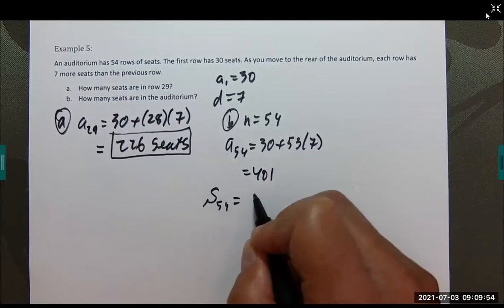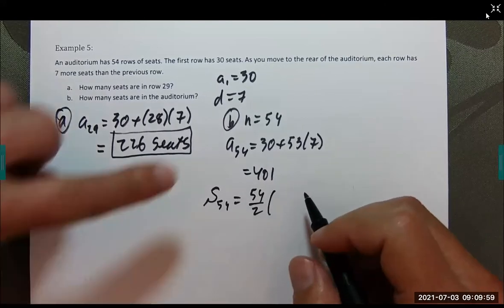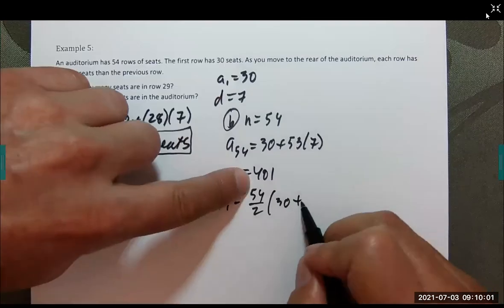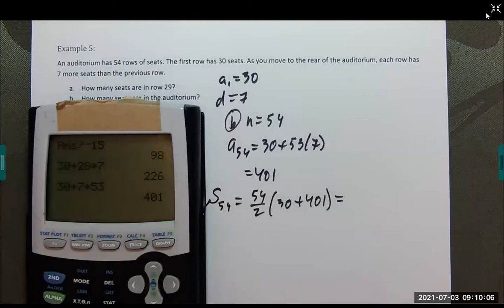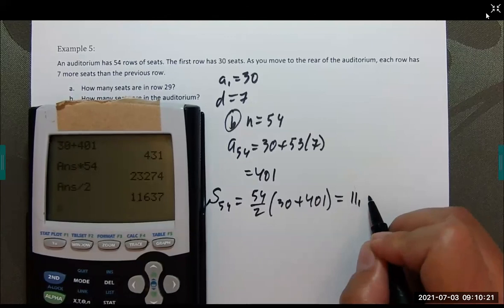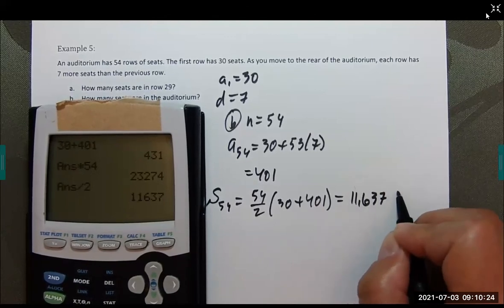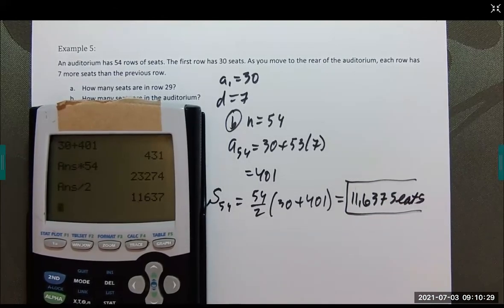So our sum, S sub 54, is going to be n, which is 54 over 2, times the first term, 30, plus the last term, which is 401. So let's do 30 plus 401 times 54 divided by 2. All right, looks like there are 11,637 seats total in the entire auditorium. Kind of cool stuff when you think about it.